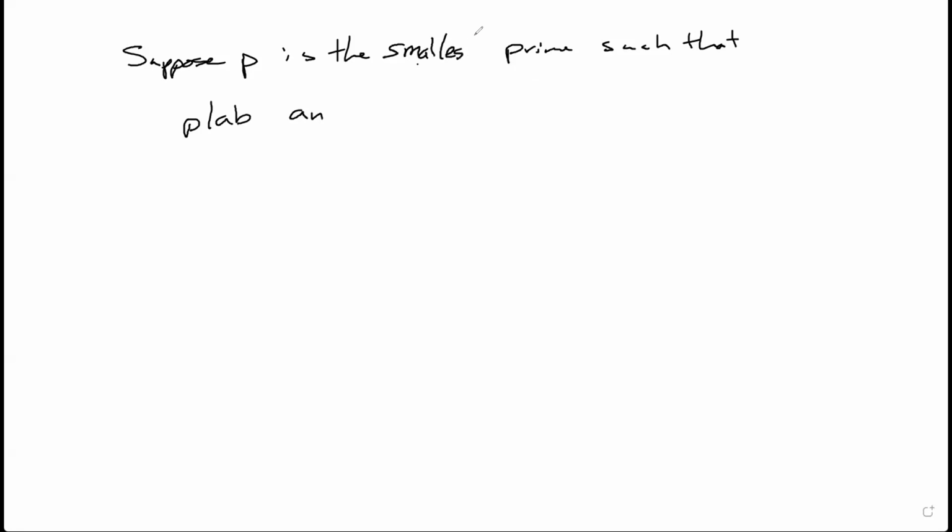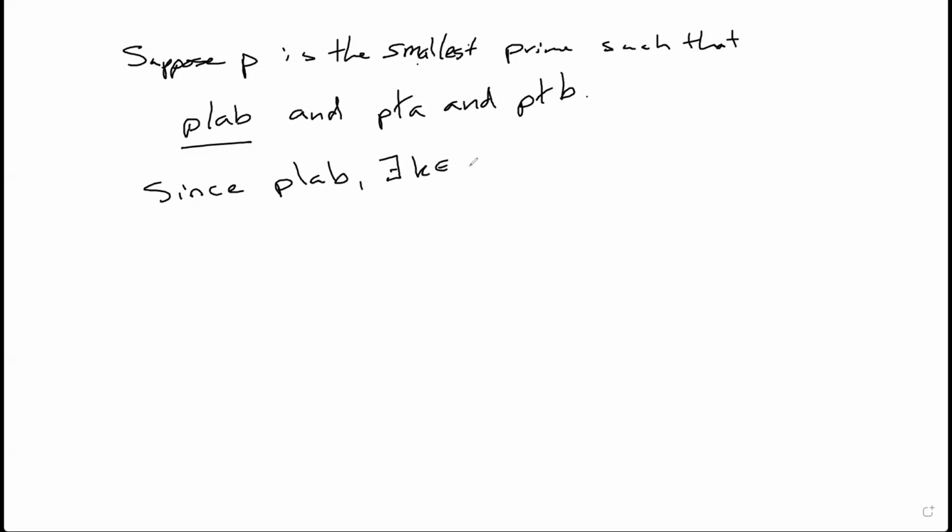Now the reason for that is I'm going to show that if it's not true for P, but it's true for all prime numbers smaller than P, then we have a problem. So P does not divide A, and P does not divide B. Well, since P divides AB, there exists a K in the integers such that KP equals AB.